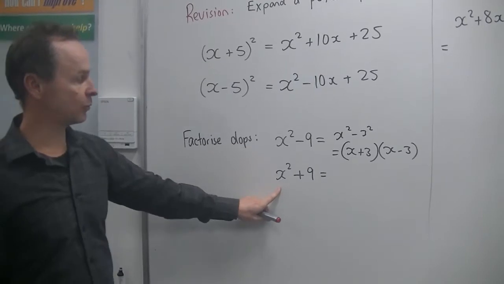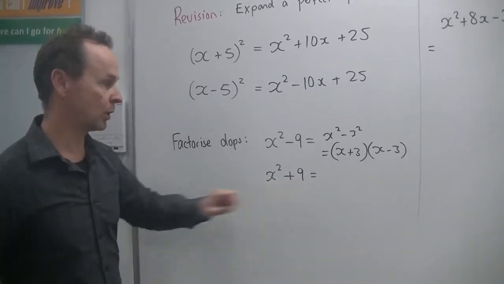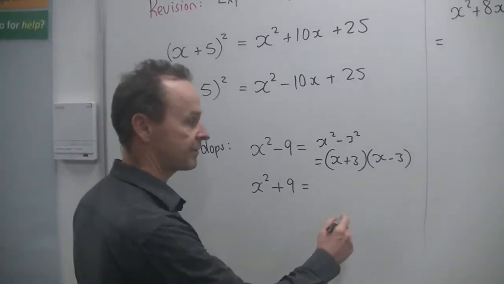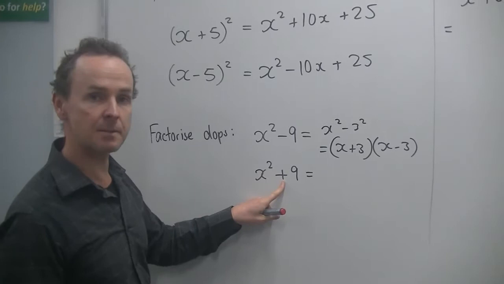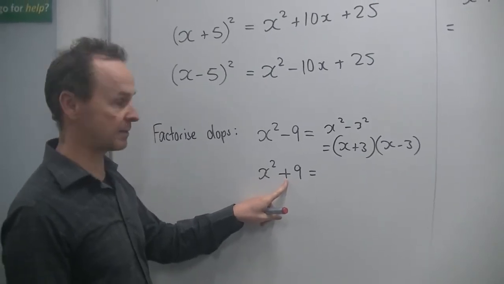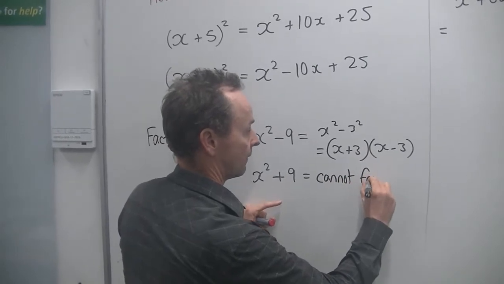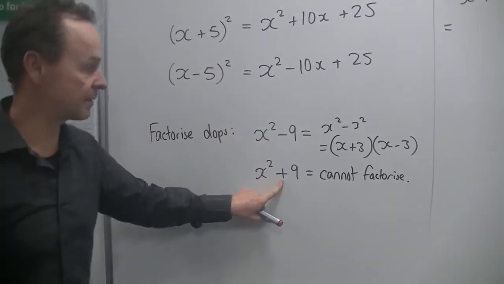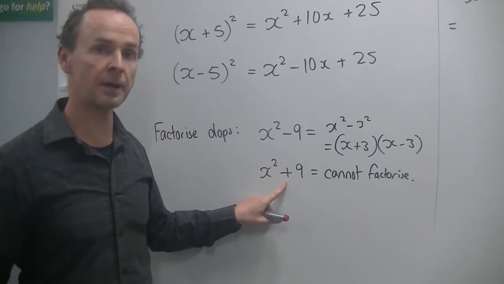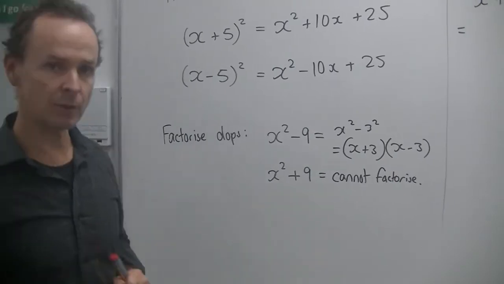Now, factorise this one. x squared plus 9. Now, a lot of people go, oh, I haven't seen this before, and they make up stuff. What was my rule that I stressed? That sign must be a negative. That is not a negative, that's a positive. So you say, cannot factorise. You cannot factorise it because that is a plus. Do not get tricked by that. They might give you that in a test. All right, so we're moving on.